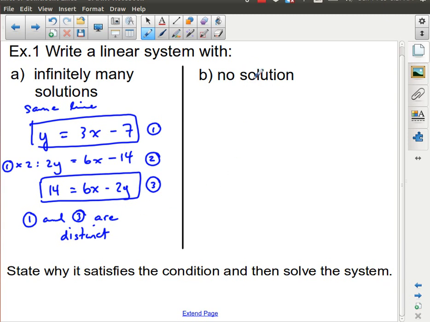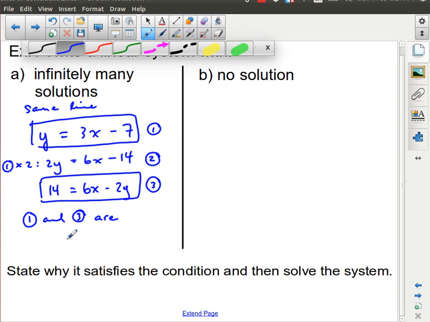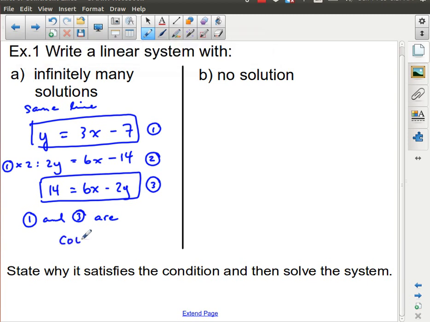No solution. For no solution, that means we have, I realize I've done these backwards. This one is not, oh yeah, no, infinitely many solutions. I haven't done them backwards. This is correct. Infinitely many solutions means it's the same line. This is where I went wrong. These lines are not distinct. These lines are coincident. I apologize for that. I'm not going to redo the tutorial just for that. These lines are coincident. For no solution, I want distinct lines. I want lines that are parallel.